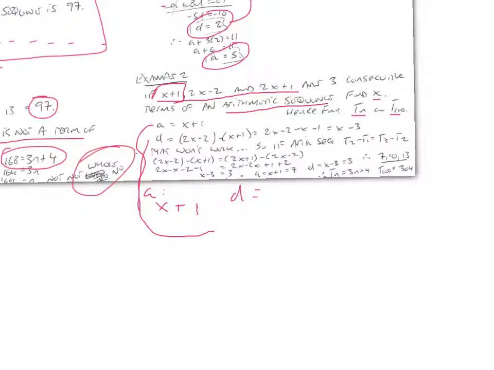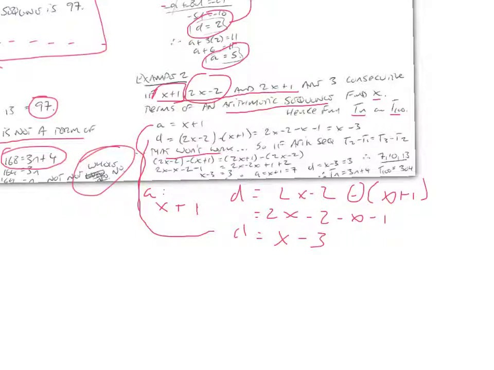So it's 2x minus 2 minus x plus 1. And be careful always of the minus sign there. So that's 2x minus 2 minus x minus 1 equals x minus 3. So d is equal to x minus 3. But there's a quicker way to get to the solution.